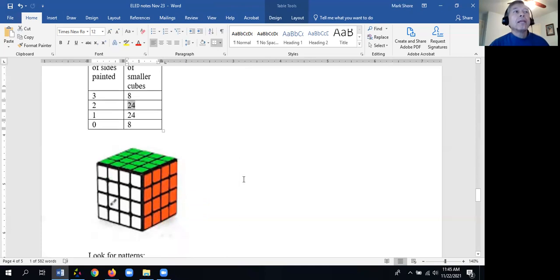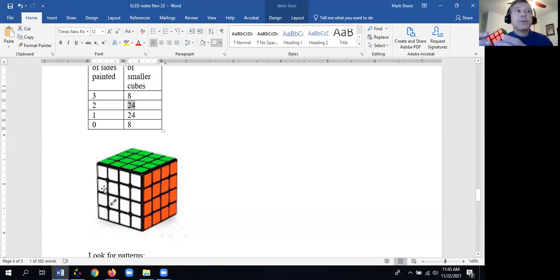We can show you here on this. This one has 2 sides painted, green and white. Same with this one, green and white. We can go down here, red and white, red and white. Down here, whatever the bottom color is and white, and again, bottom color and white. Over here, left color and white, left color and white. So counting around, you got 2, 4, 6, 8.